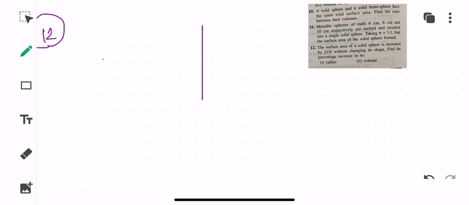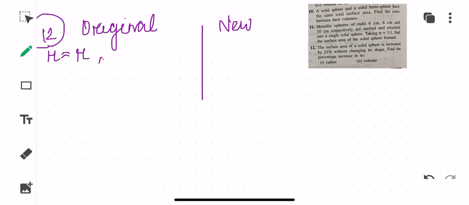So what you will be writing: suppose the radius is r. Suppose this is the original that you are taking, and this is the new one. This question is important, children. For the original, the radius will be equal to r, of course, and the surface area is equal to 4 pi r square. Here you will take the new radius as r dash.